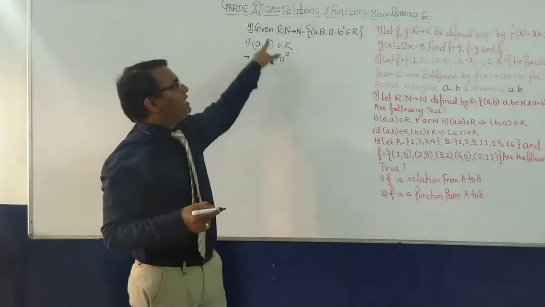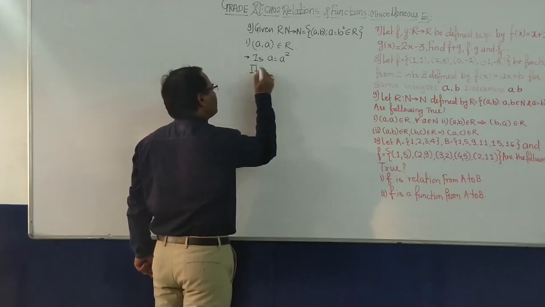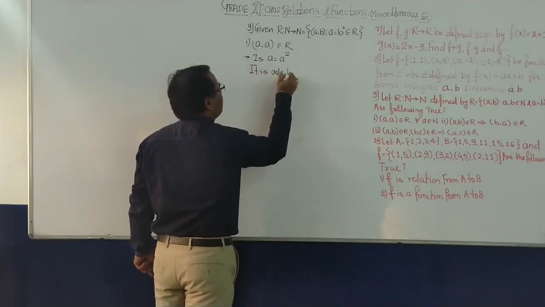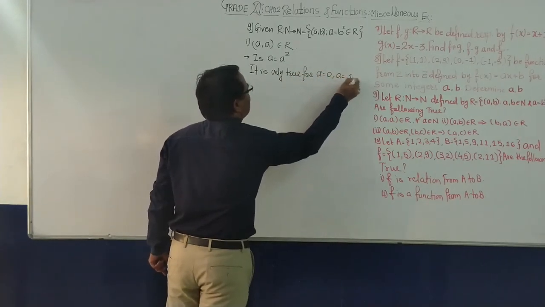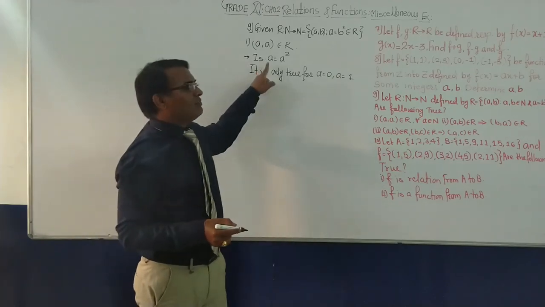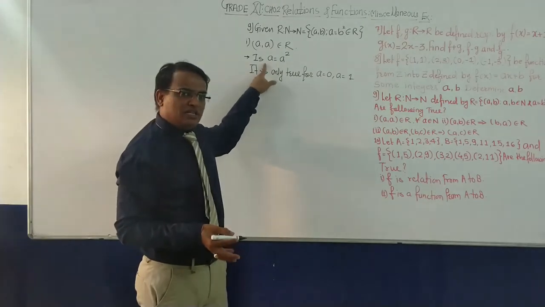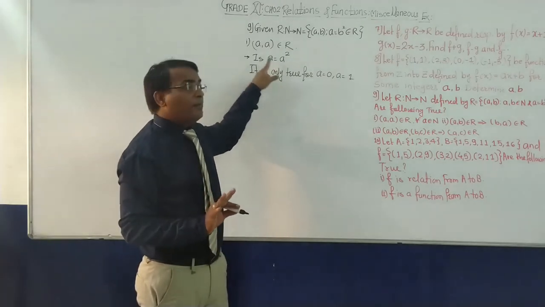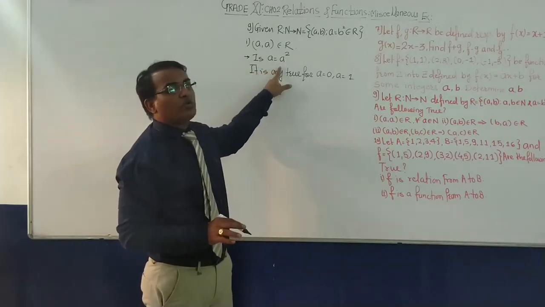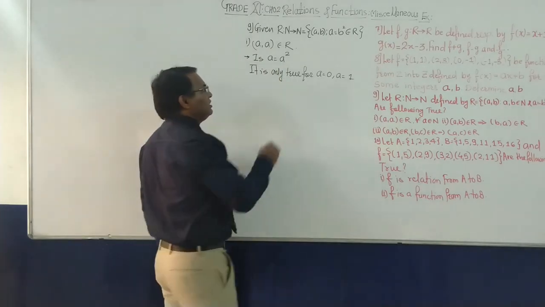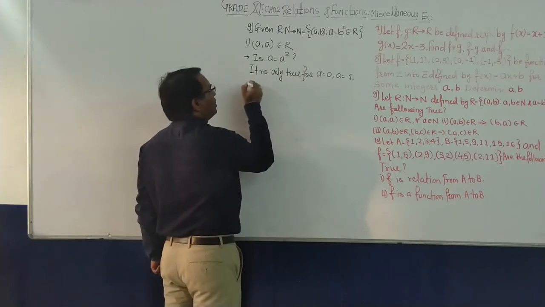Now when it is possible in case of natural numbers, it is only true for a is equal to 0 and a is equal to 1. Because if you take a is equal to 0, 0 is equal to 0 square. If you take a is equal to 1, 1 is equal to 1 square. Till here it's fine. But as soon as you take a is equal to 2, is 2 equal to 2 square? No. Okay? So it is not 2.